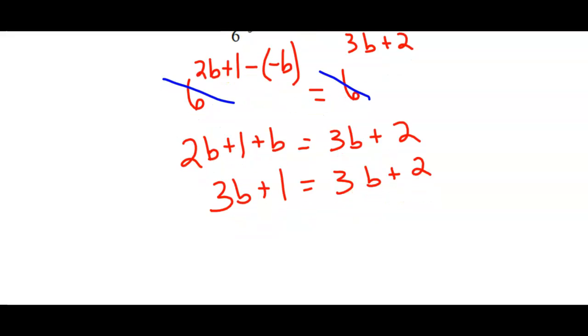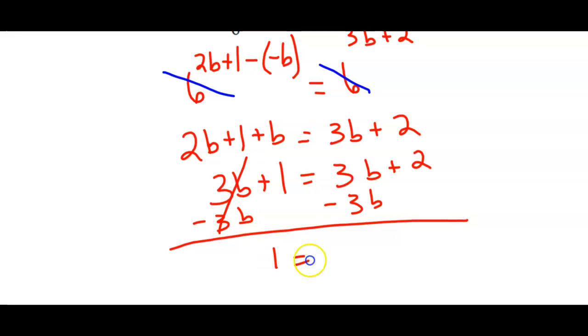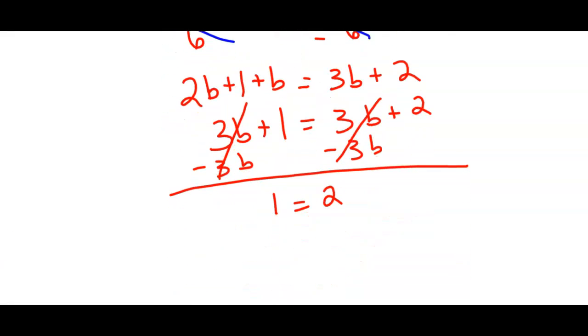Try and get your variables all on one side. So maybe subtract 3b from both sides. That cancels. That cancels. So this one we end up with 1 equals 2. You always want to go back and make sure you did everything correctly. Subtracted my exponents here. I've done everything correctly, but I get a false statement and my variables cancel each other out. So this one has no solution.